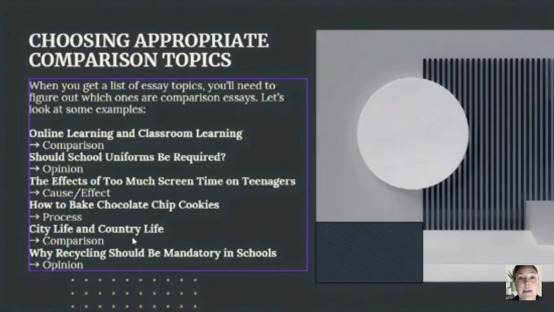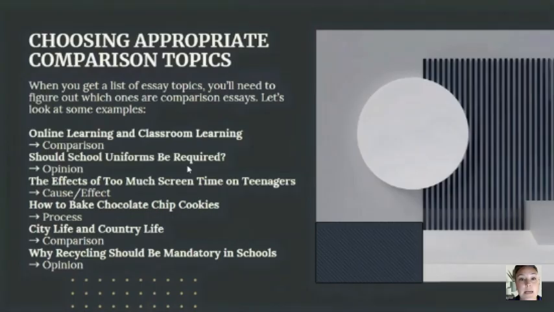But this one, city life and country life, they have enough similarities and differences, these two subjects. So we would identify this as a suitable comparison essay. And then we have why recycling should be mandatory in schools. This one here is more like why it should. So it's basically an opinion or an argument-based essay. And of course, that is something else to discuss.